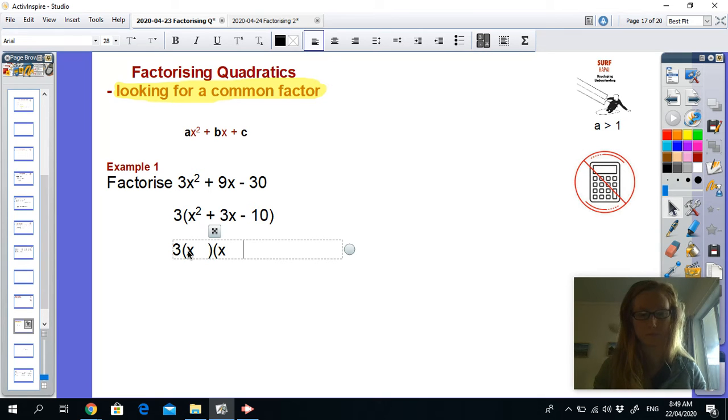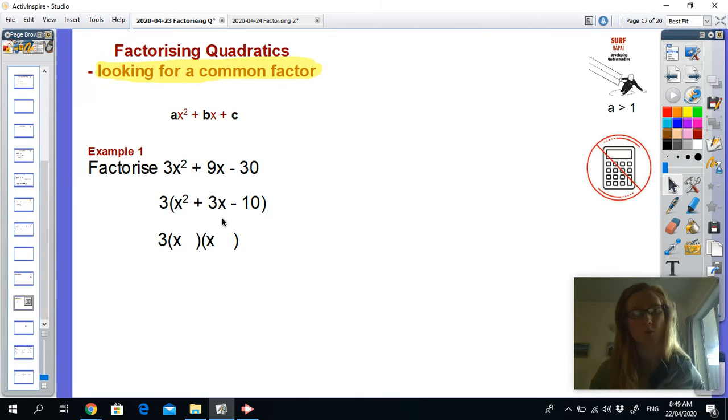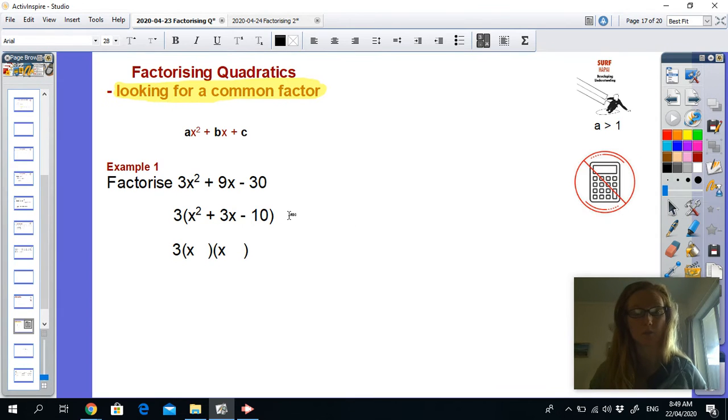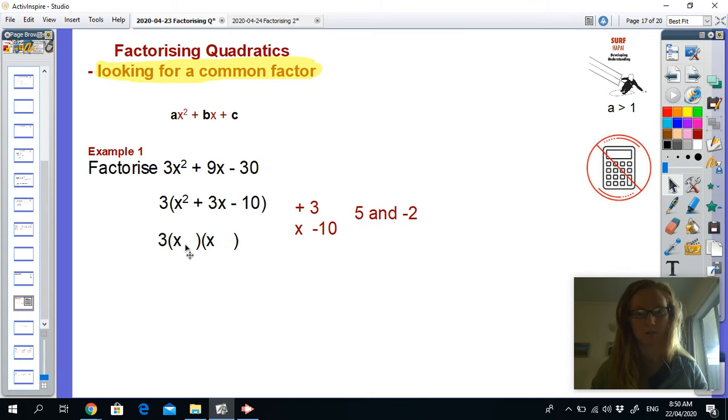into double brackets within this already factorized expression. Okay. But from here, we're just going to use that same method as the last video. 2 numbers that add to make 3 and multiply to make negative 10. Doing that off the top of my head, I think we need to use 5 and negative 2. Okay. So our numbers are going to be 5 and negative 2.